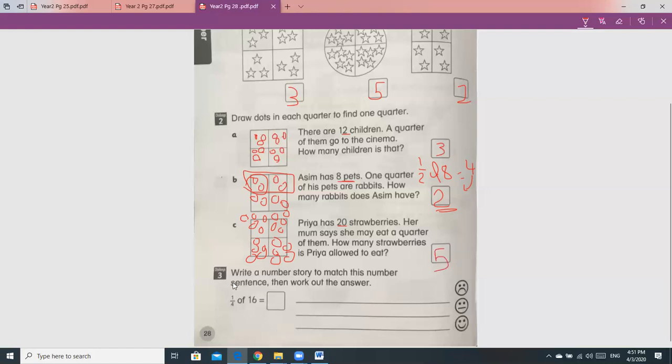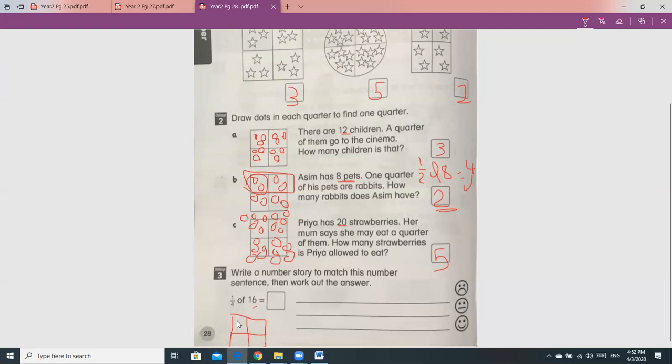Okay, here it says to me, write a number story to match this number sentence, then work out the answer. You can write whatever you want. Write a story like this, any one of these, okay? But let's answer this. Quarter of 16. To answer quarter of any number, I will make my square and divide my square into 4 parts. Then I will distribute this 16 into these 4.